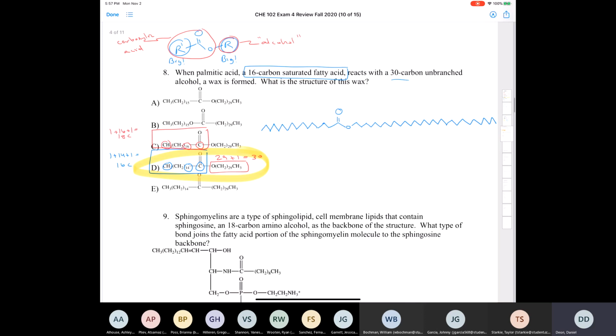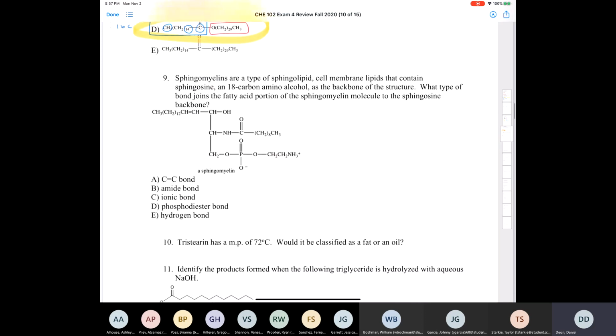Talk about sphingomyelin. Sphingomyelins are a type of sphingolipid, cell membrane lipids that contain sphingosine, an 18-carbon amino alcohol, as a backbone of the structure. What type of bond joins the fatty acid portion of the sphingomyelin molecule to the sphingosine backbone?